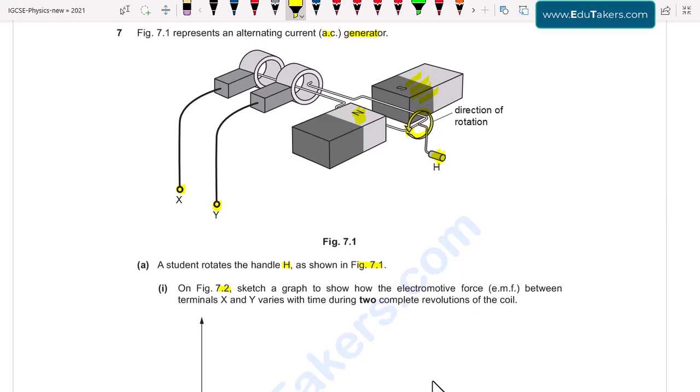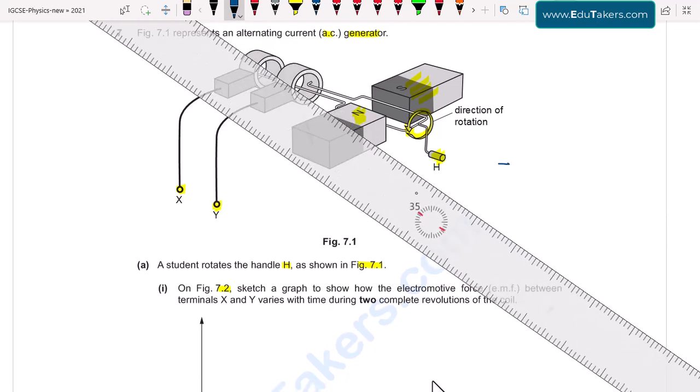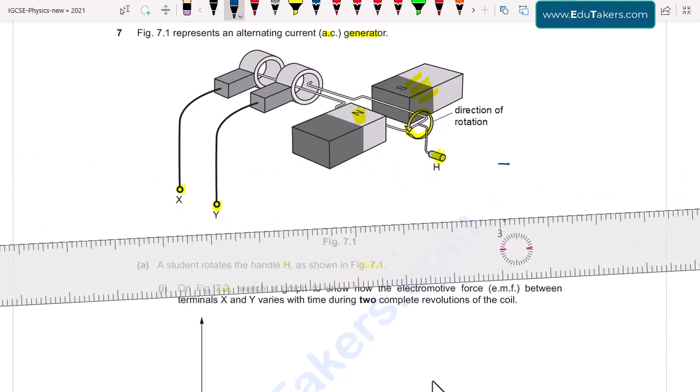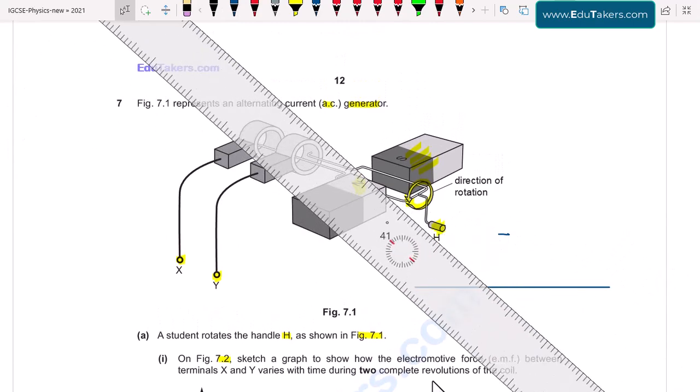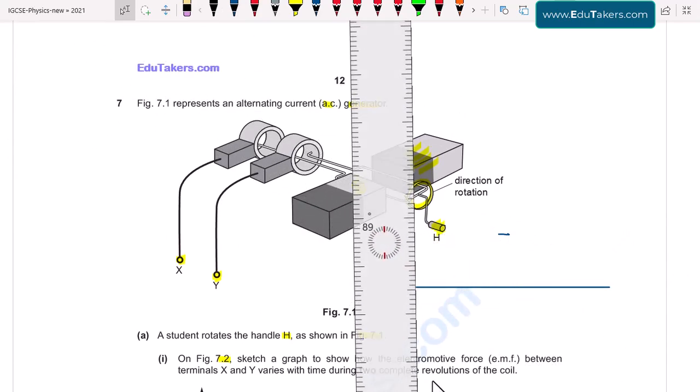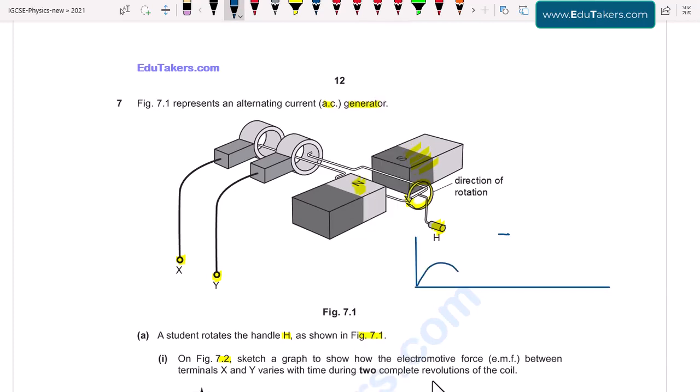So first of all, I draw the waveform and describe the different positions of the coil in which the EMF and the current are maximum and minimum. The shape for this is sinusoidal. So I draw it here, and I suppose that this shape is EMF and here is time.